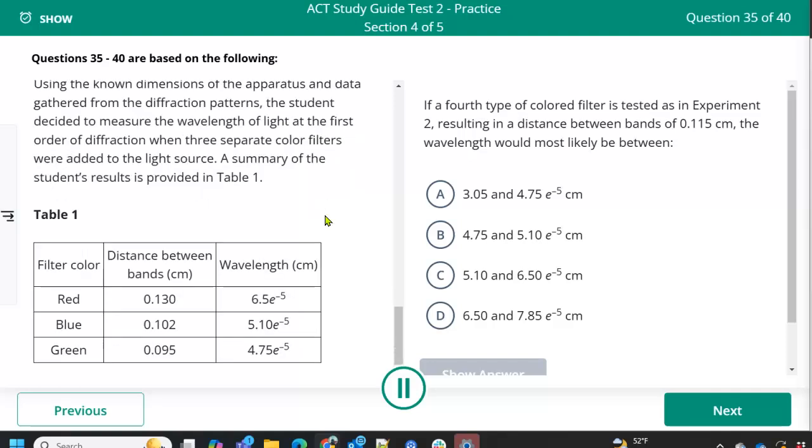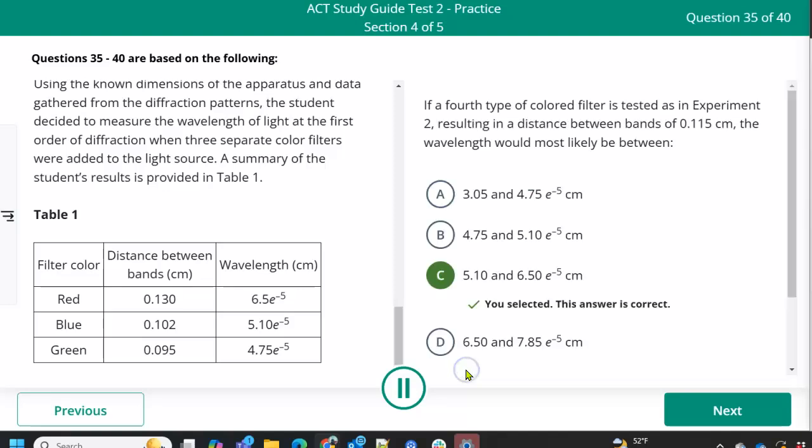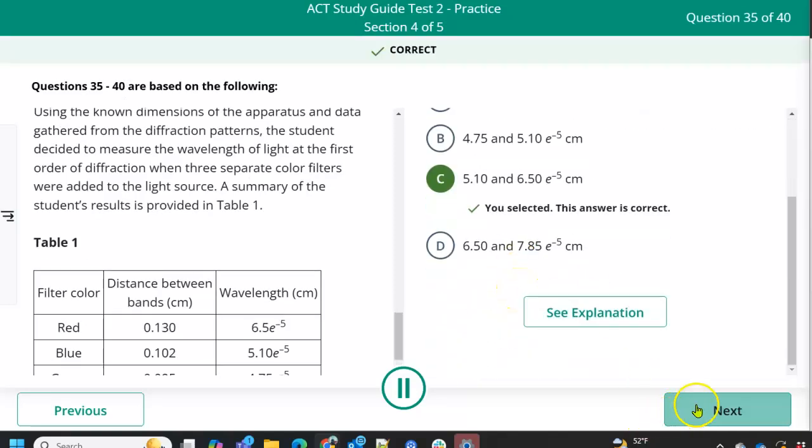If a fourth type of colored filter is tested in experiment 2, resulting in a distance between bands of 0.115 centimeters, the wavelength would most likely be between, all right, so 0.115 it's between the blue and the red. So wavelength is most likely going to be between 5.1 and 6.5 e to the negative 5th centimeters. Just fill in the gap there.